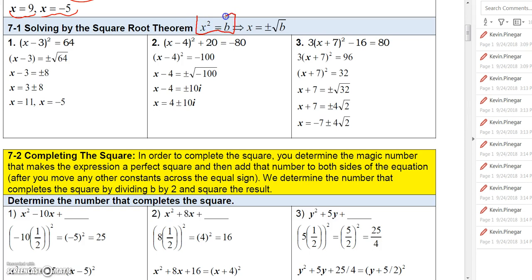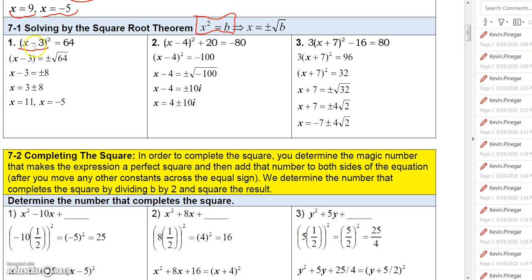So like if you have x squared equal to b, where b is some constant, then to get x, all you would do is just apply the square root theorem, and so x would equal plus or minus the square root of b. Now, that expression that's squared doesn't have to just be x. It actually can be an expression squared.